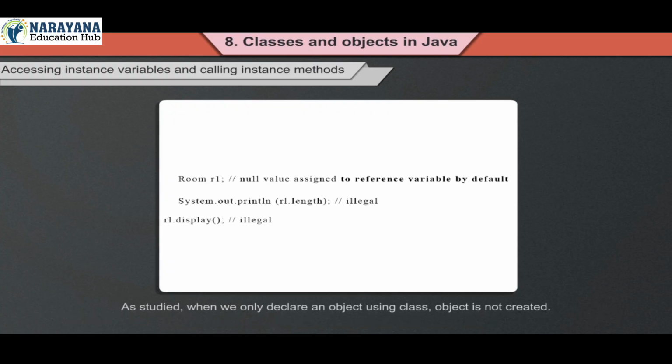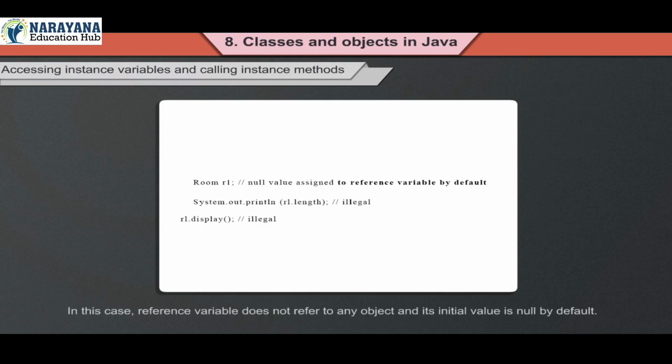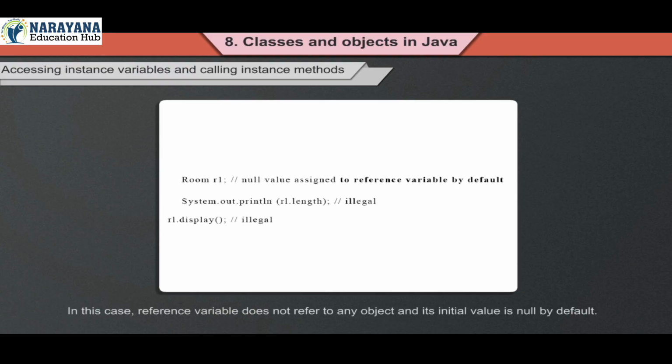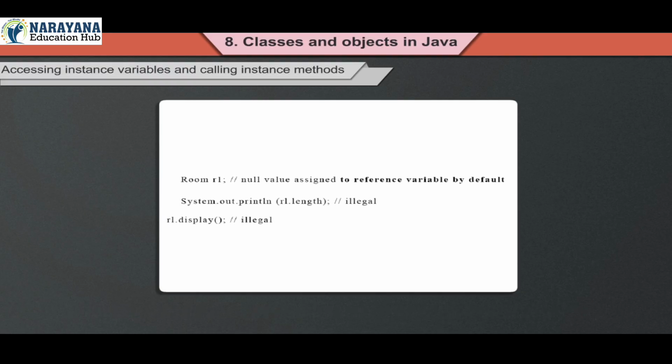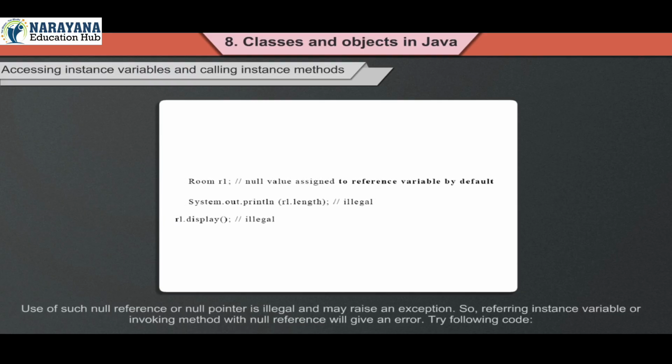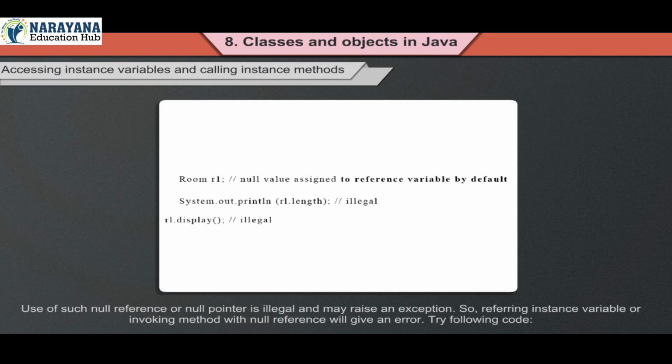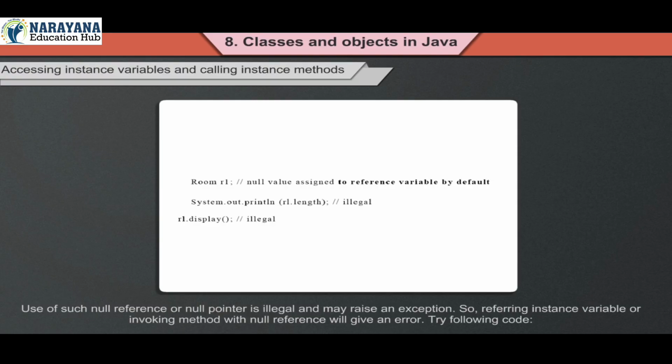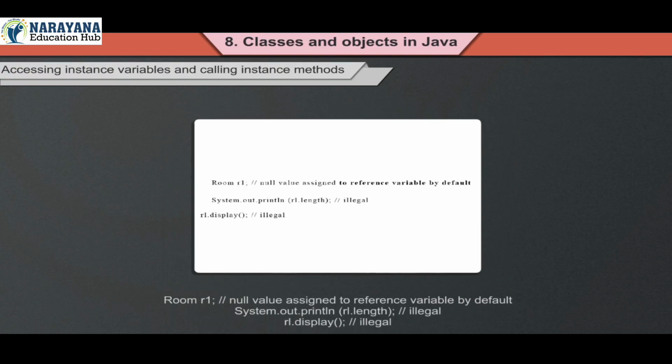As studied, when we only declare an object using a class, the object is not created. In this case, the reference variable does not refer to any object and its initial value is null by default. Use of such a null reference or null pointer is illegal and may raise an exception. So, referring to an instance variable or invoking a method with a null reference will give an error. Try the following code. Room R1; // null value assigned to reference variable by default.